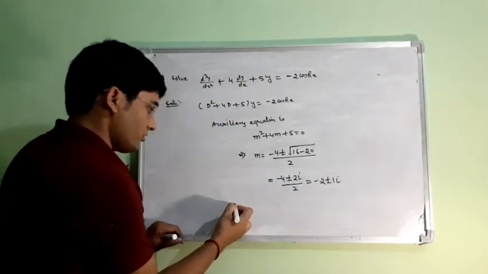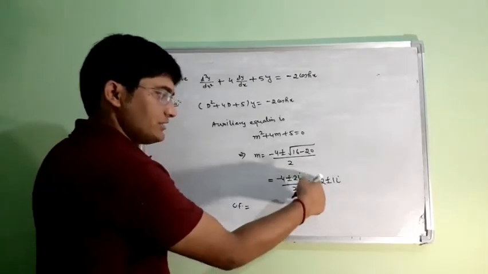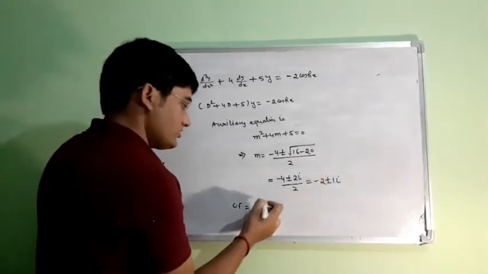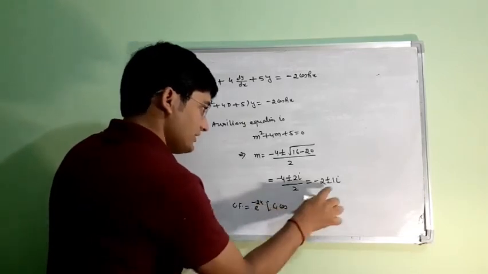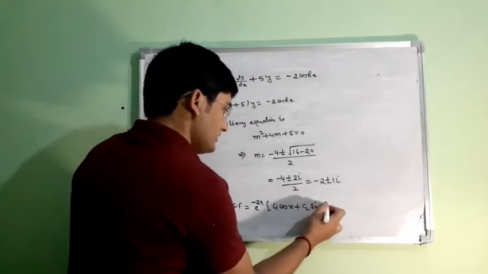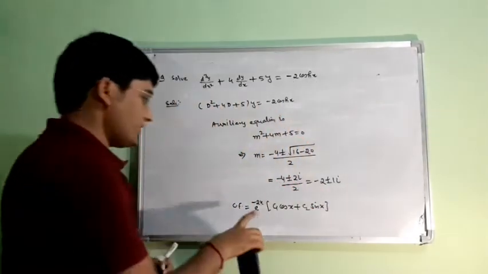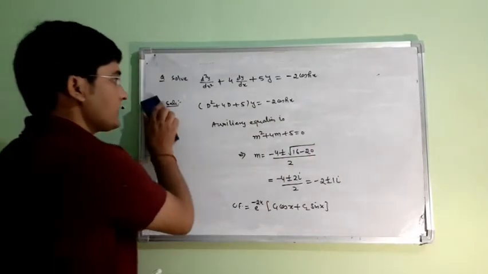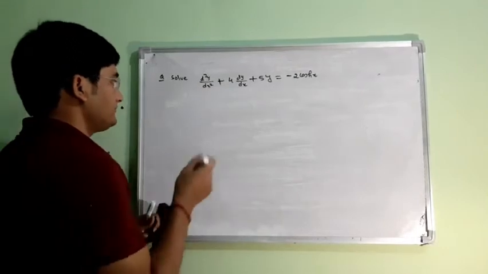So your complementary function will be e to power alpha x, where alpha means the real part. The real part is minus 2, so e to power minus 2x, C1 cos beta x plus C2 sin beta x, where beta is the imaginary part, which is 1. So your CF will be e to power minus 2x (C1 cos x plus C2 sin x). Now let us compute the particular integral.